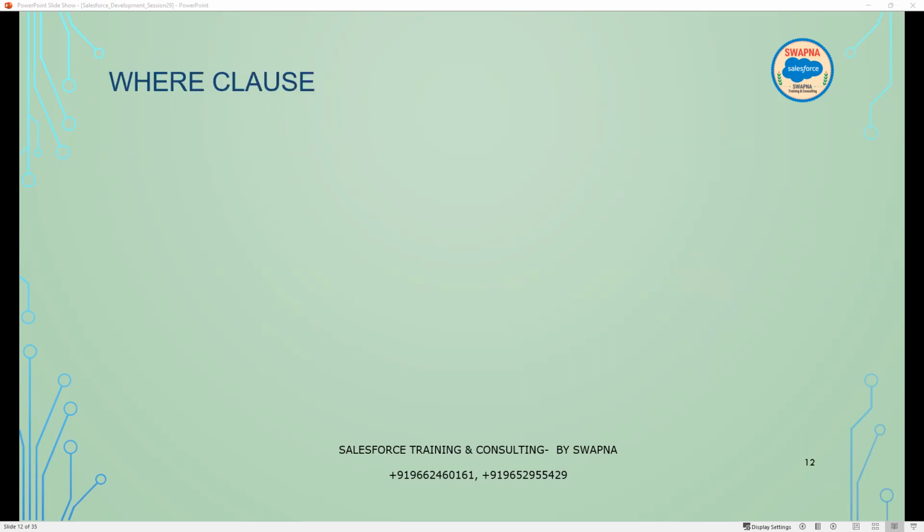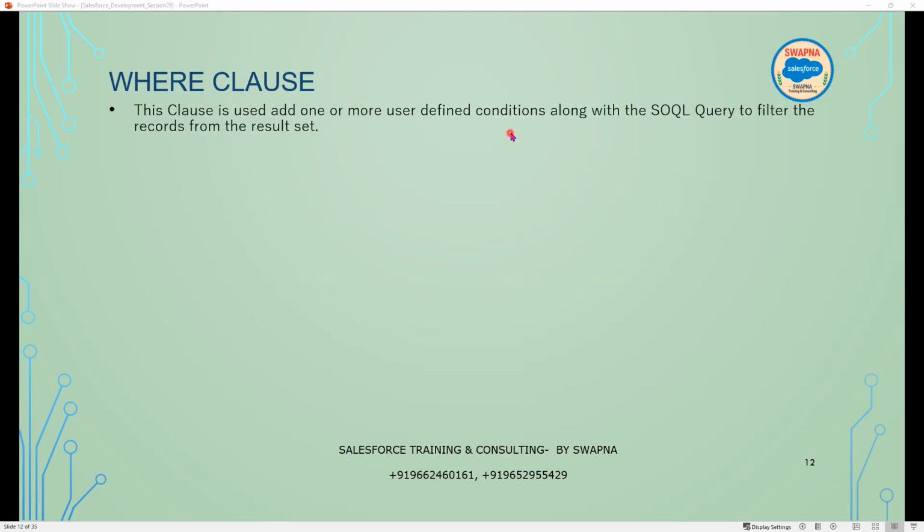Now the WHERE clause, which we have seen yesterday. This clause is used to add one or more user-defined conditions along with the SOQL query. That means if you want to apply a filter when you are querying, then we will use the WHERE condition. So the syntax is the SOQL query, and then we will add a WHERE condition: WHERE field name, the operator, and the value.